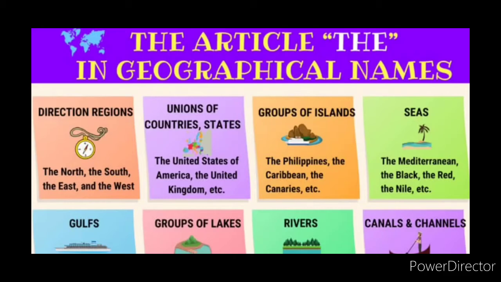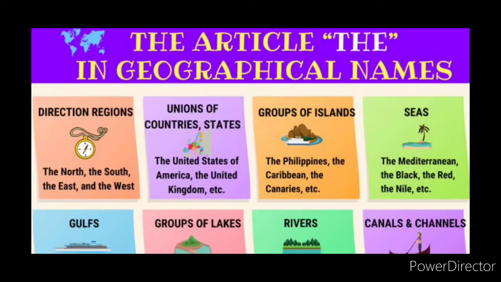Next, look at the next one. Groups of islands, like the Philippines, the Caribbean, the Canaries, etc. So these are all groups of islands, the Andaman and Nicobar Islands. So the article "the" must be used in front of the groups of islands, children. So in front of the groups of islands, we need to use the article "the."